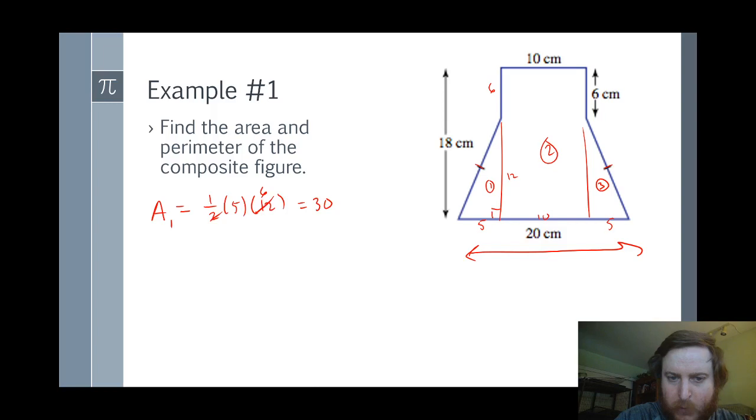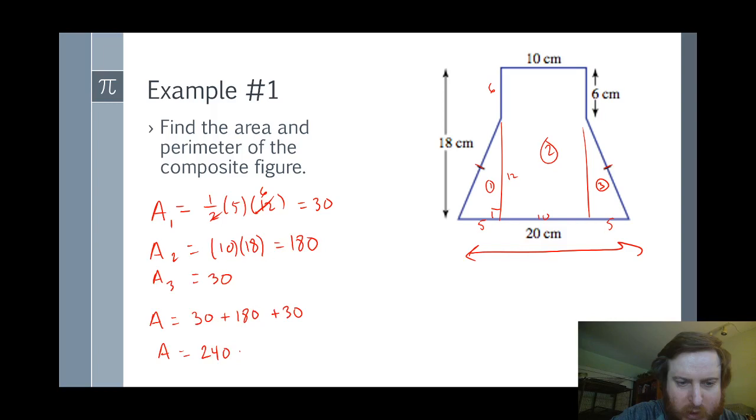For the middle section, okay, this base is 10, and the overall height is 18. So just base times height, 10 times 18. And we'll get 180. And for area 3, you don't really have to redo it if it's the same shape. So we get another 30. So then the area of our entire shape will be 30 plus 180 plus 30. And that will be 240. And this is where we'll want to put the unit squared at the end.